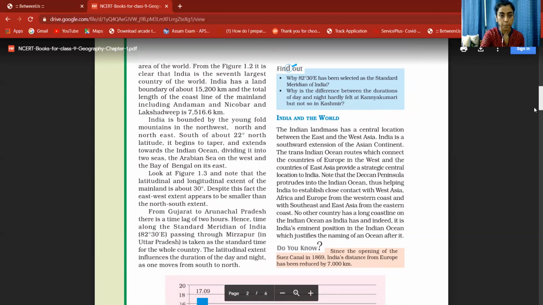Then south of about 22 degree north latitude, it begins to taper and extends towards the Indian Ocean, dividing it into two seas, Arabian Sea on the west and the Bay of Bengal on the east. Now let's share an image here.